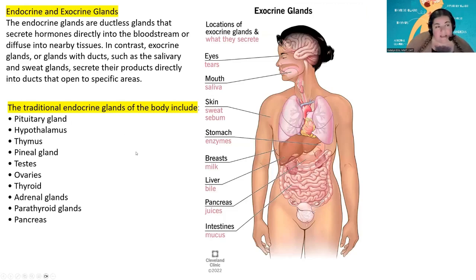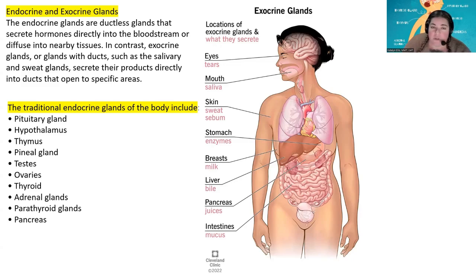All right, endocrine and exocrine glands. The endocrine glands are ductless glands that secrete hormones directly into the bloodstream or diffuse into nearby tissues. Exocrine glands are glands with ducts, such as the salivary and sweat glands, and they secrete their products directly into the ducts that open to specific areas. We're going to be covering the endocrine system as a whole and its functions today and the endocrine glands tomorrow. So I do want to cover exocrine glands right now and maybe create a small assignment on that for you.